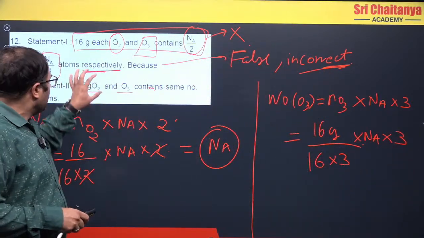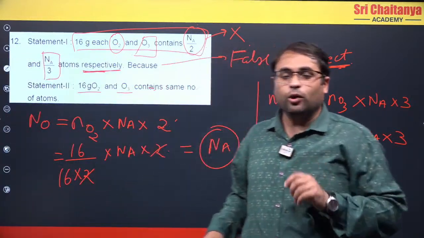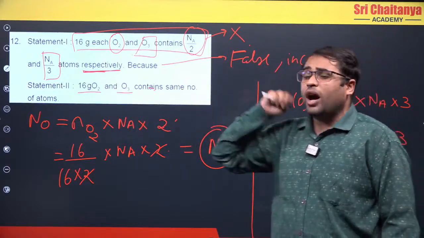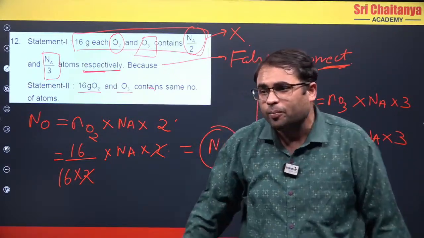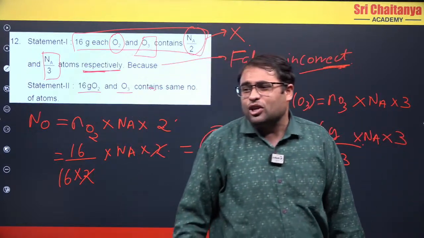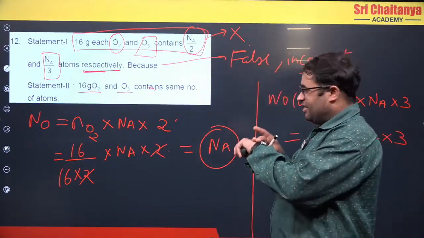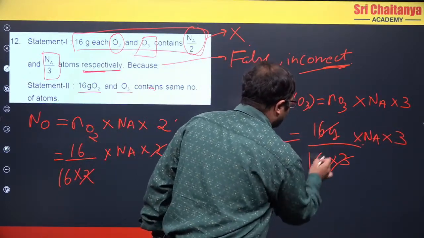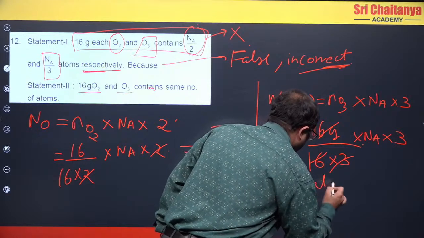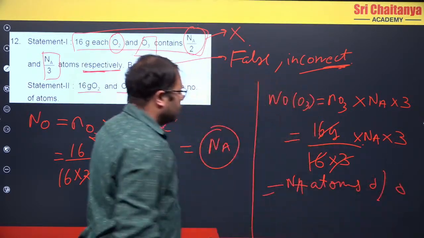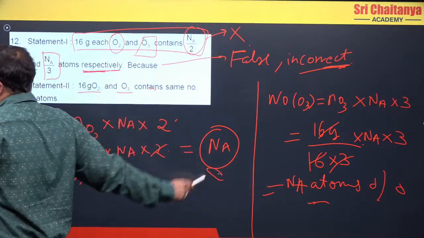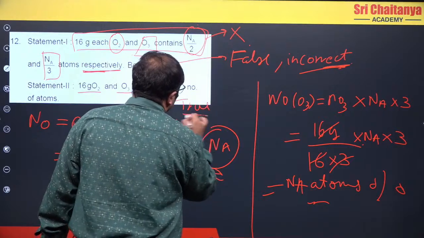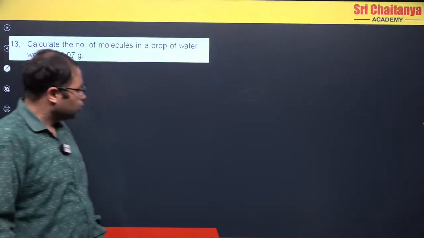Can you tell me now, is the second statement correct? The people who are watching right now, is the second statement correct? That 16 grams of O2 and O3 have the same number of atoms. Please respond. You just cut these things out. You can cut them out. Right? This cuts out. Again, you get Na atoms. So Na atoms here, Na atoms here. So they are the same. The second statement is true. So the first statement is false and the second statement is true.